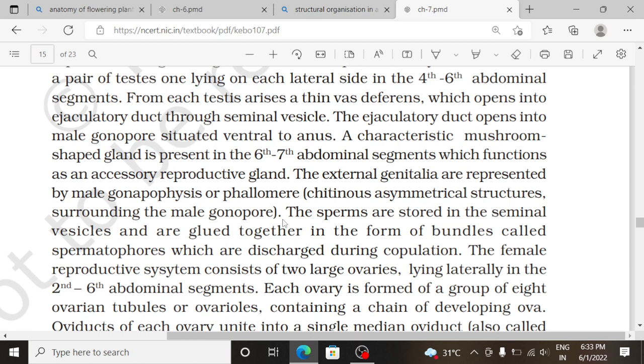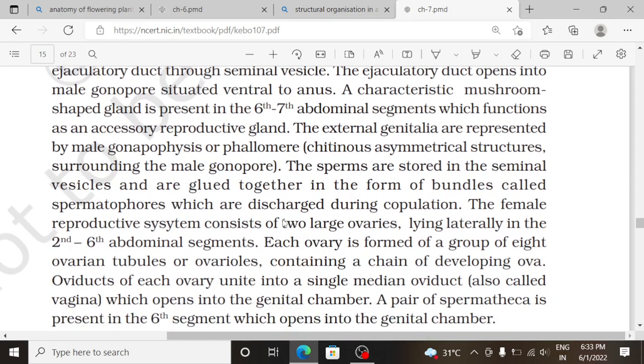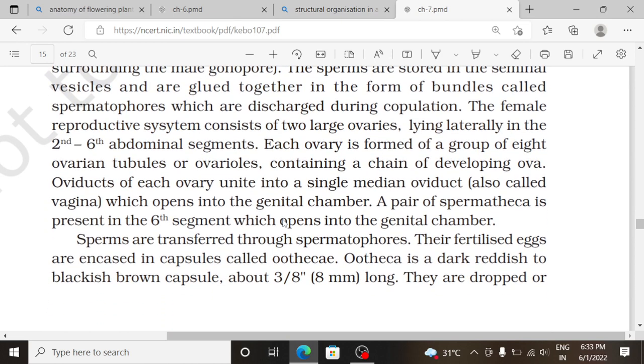The external genitalia are represented by male gonapophysis or phallomere, chitinous asymmetrical structure surrounding the male gonopore. The sperms are stored in the seminal vesicles and are glued together in the form of bundles called spermatophores, which are discharged during copulation. The female reproductive system consists of 2 large ovaries lying laterally in the 2nd and 6th abdominal segments.